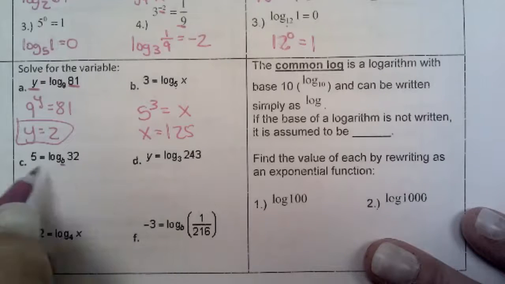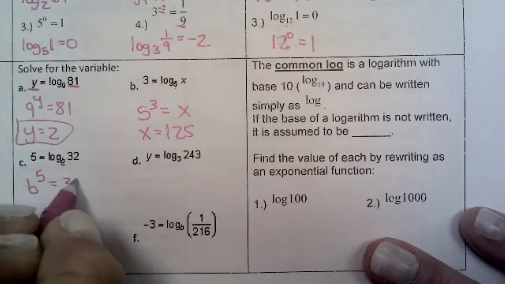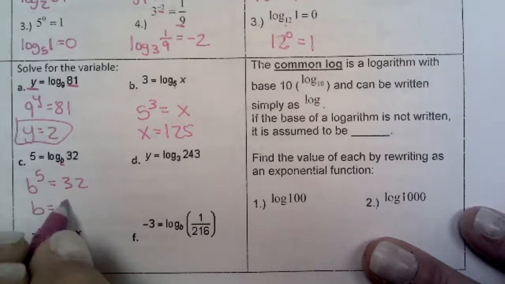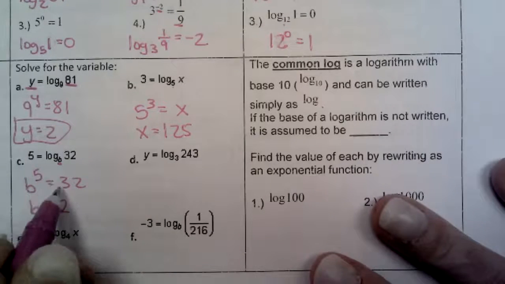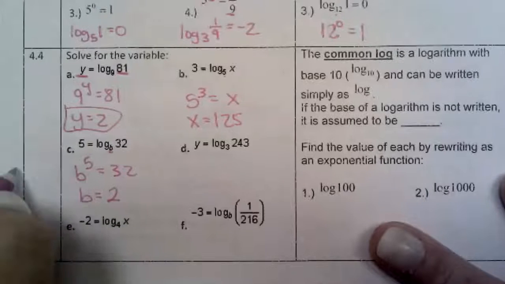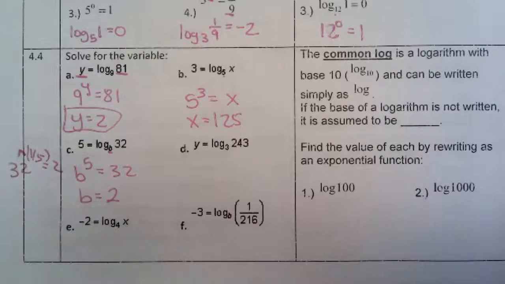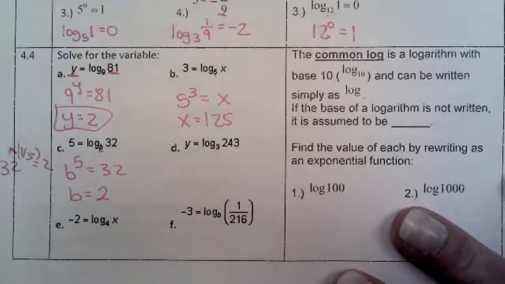Okay, so here we have b. Okay, b to the fifth power equals 32. Well, what to the fifth power equals 32? It's 2. Okay, and if you're unsure, remember we learned that we could do 32 to the, using the little caret key, to the 1/5, and that would give us the fifth root of 32, which would be 2. Okay, so you can always do that.